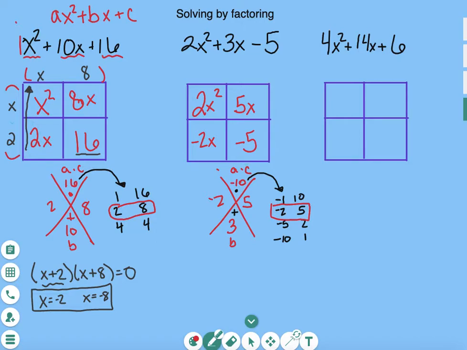Now that I've figured out all the boxes, I need to work my way out. I like to start with my anchor, like I said. So what is the greatest common factor of these two pieces? And they're both divisible by 2x.